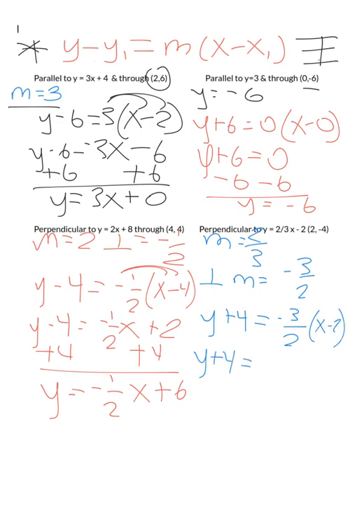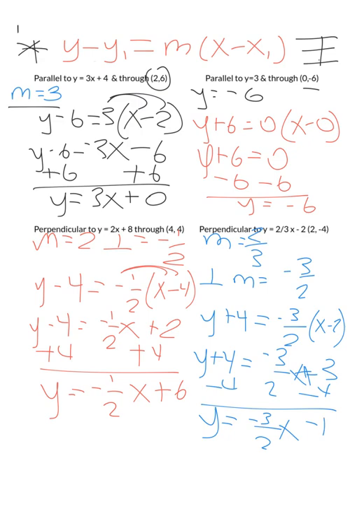Y plus 4 equals negative 3/2 x. Negative 3 times negative 2 is positive 6 divided by 2 is 3. It's plus 3 minus 4. Y equals negative 3/2 x minus 1. It's a little messy right here. That would be plus 3 minus 4. There you go.